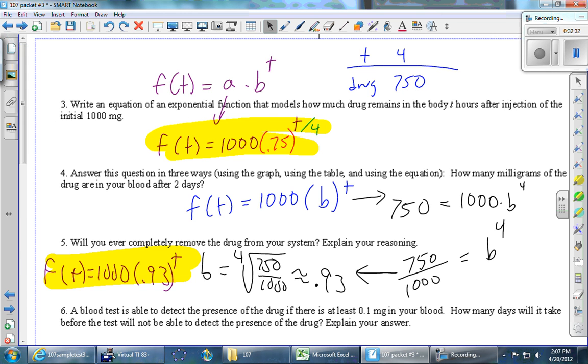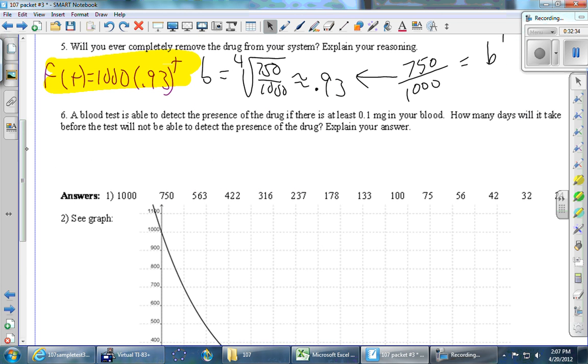Okay, so here's our segue into next class. I know not everybody had a chance to answer number 6, but can we get Katrina to read it to us?